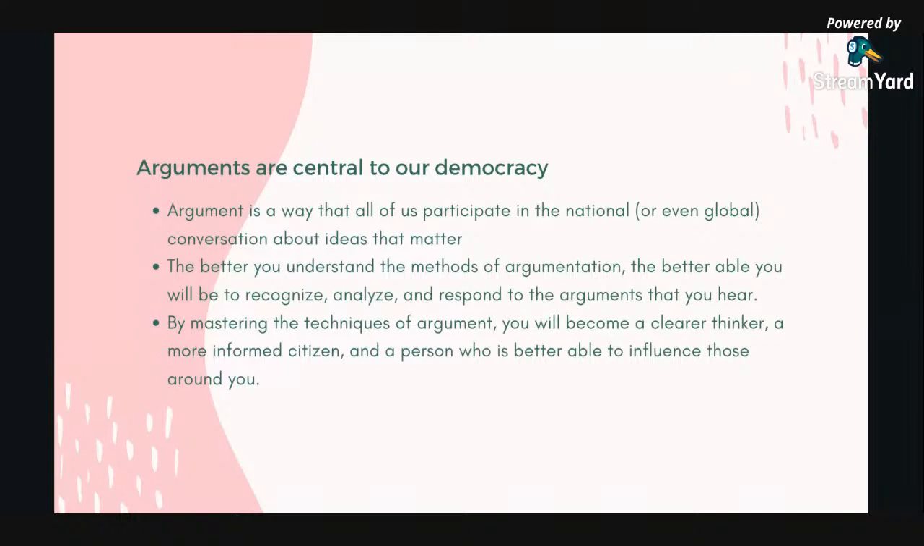Also, as you start to understand the methods of argumentation better, you will be able to recognize, analyze, and respond to arguments that you hear. And by mastering these techniques yourself as an author, as a rhetorician, you'll be better able to be a clearer thinker. You'll be a more informed citizen, which in turn helps you better influence people around you.